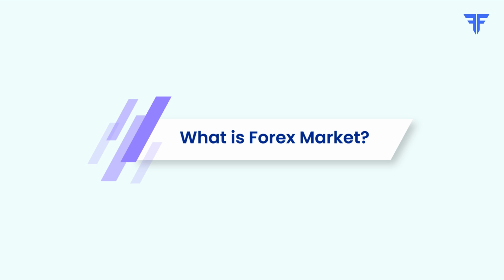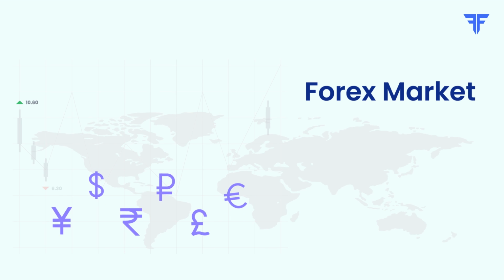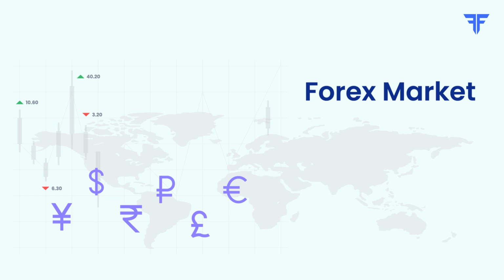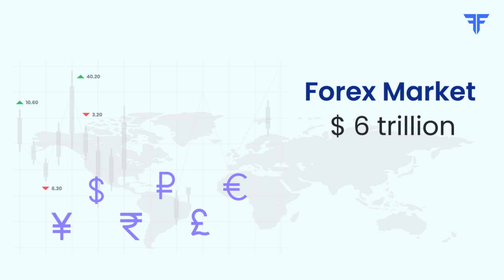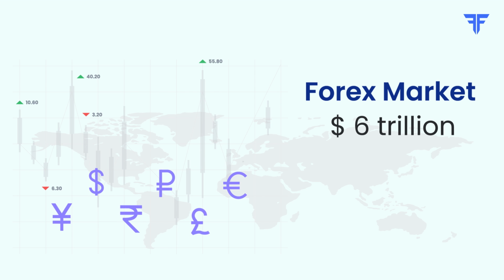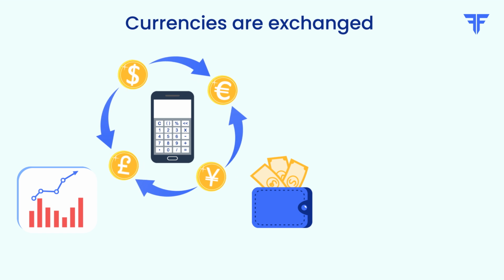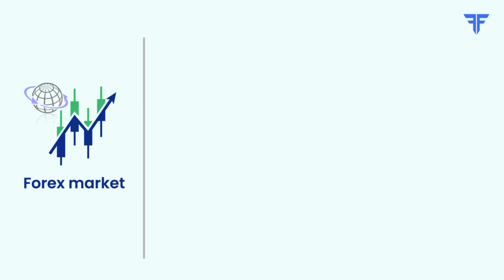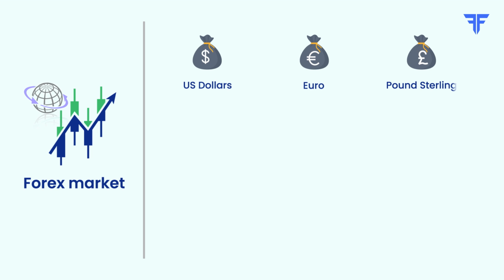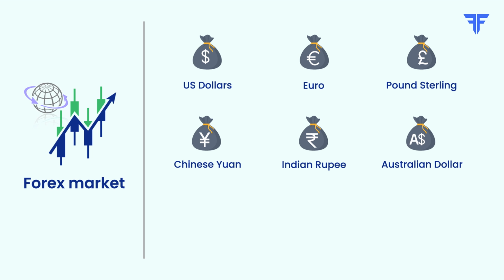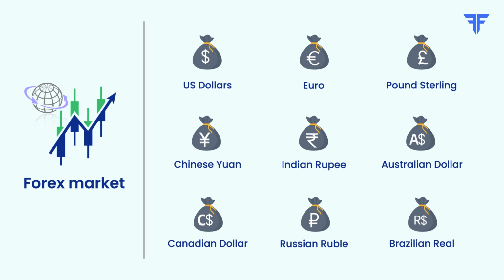What is Forex Market? The Forex market is the largest and the most liquid financial market in the world, with daily volumes exceeding $6 trillion. Forex market is a market where currencies are exchanged for one another. Various currencies traded in the Forex market include US dollars, euro, pound sterling, Chinese yuan, Indian rupee, Australian dollar, Canadian dollar, Russian ruble, Brazilian real, etc.